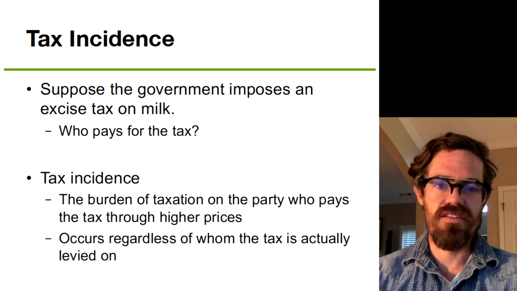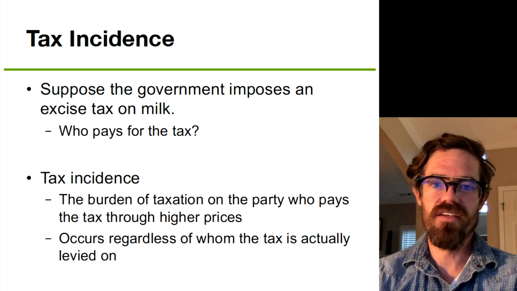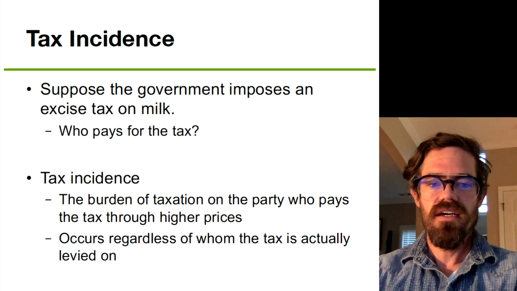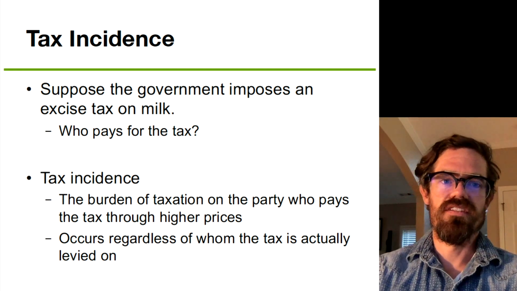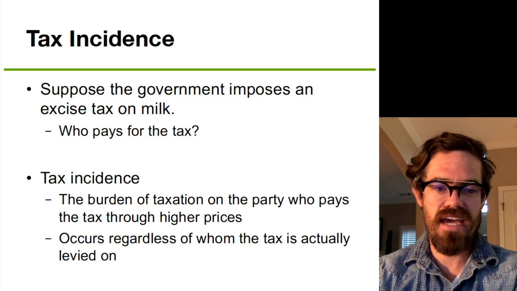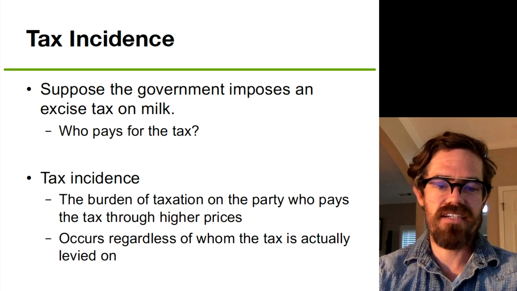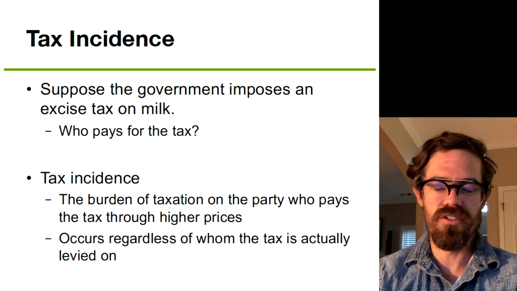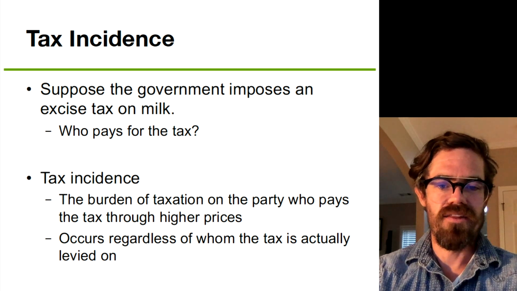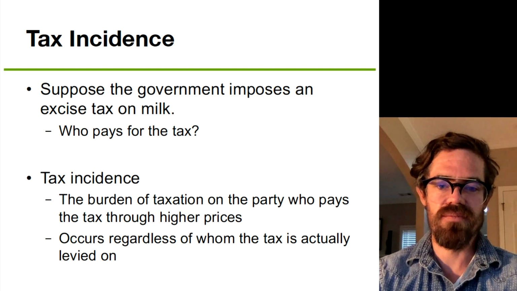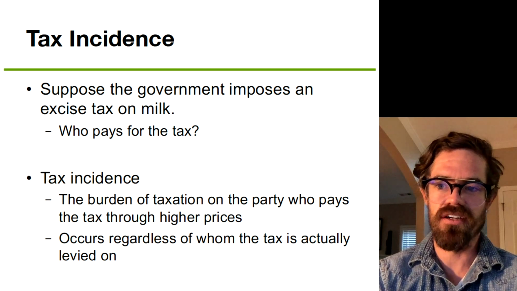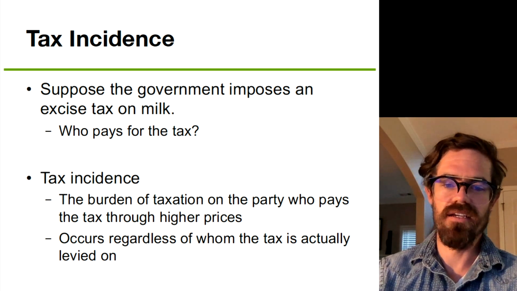Well, a good question is then, who pays for the tax? Is it buyers or is it sellers? Well, this is really a question of the tax incidence. Okay, so what is tax incidence? It's the burden of the taxation on the party who pays the tax through higher prices. And so the tax incidence, the burden of the tax, which I will use sort of synonymously as tax incidence, is tax burden. The burden of the tax is independent of who actually pays the tax, who the tax is levied on. And we're going to talk about that in more detail here.